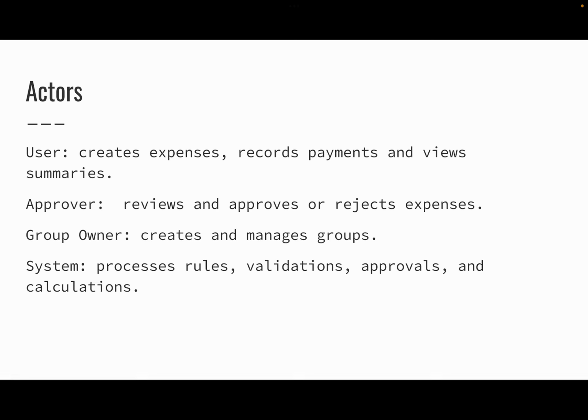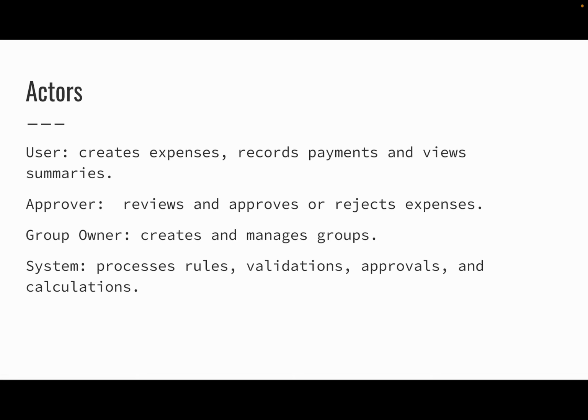Okay, so we're going to take a look at the actors. We have four main actors in SplitSmart. First of all, we have the user, who creates expenses, records payments, and views summaries. Then we have the approver, who reviews and approves or rejects expenses. We also have the group owner, which just creates and manages the group. So that's a simple role.